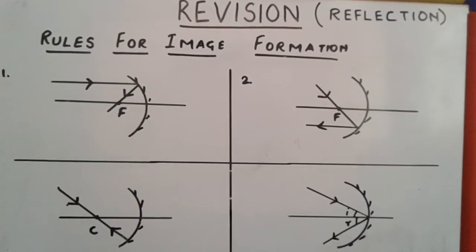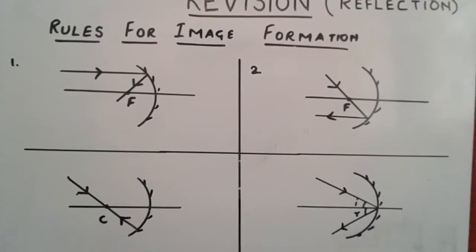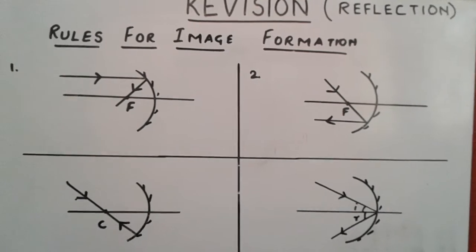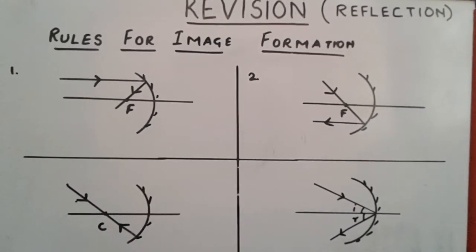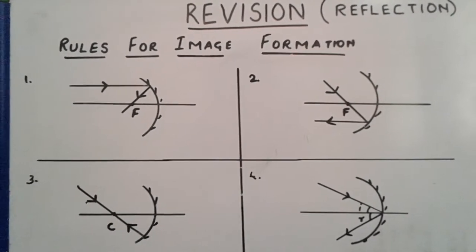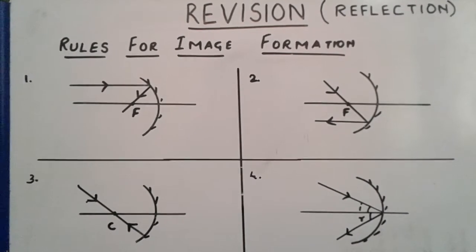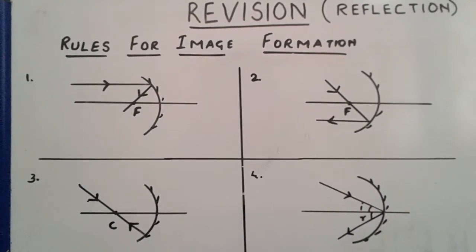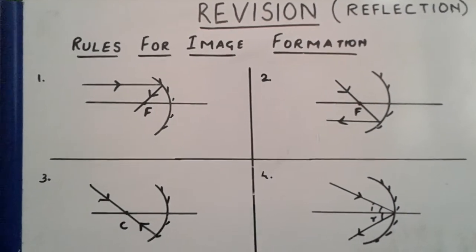Then come the rules for image formation. The first rule says that if the ray is parallel to the principal axis, then it passes through the focus. Second is the reverse of the first one: if it passes through the focus, then it becomes parallel to the principal axis. The third one: if it passes through the center of curvature, then it retraces its path backward. And if it falls on the pole, then it makes angle I equal to angle R and it goes obliquely. So these are the 4 rules.